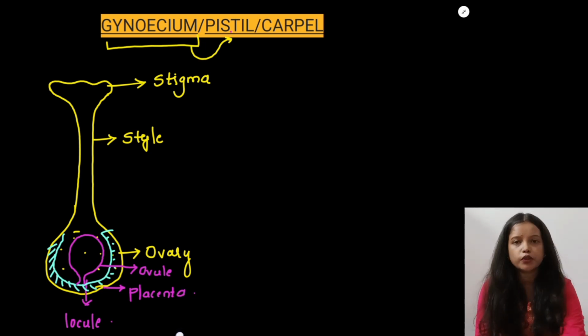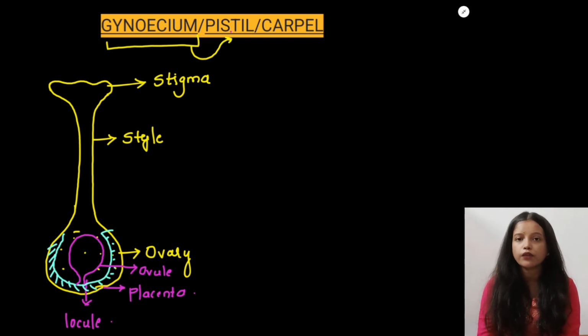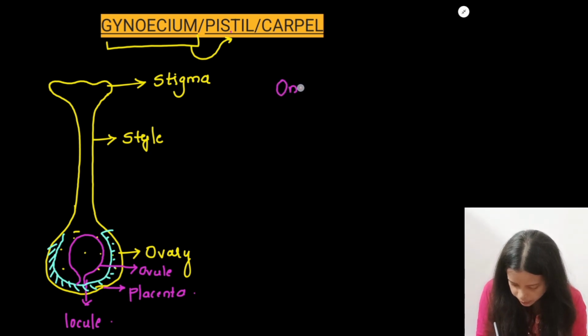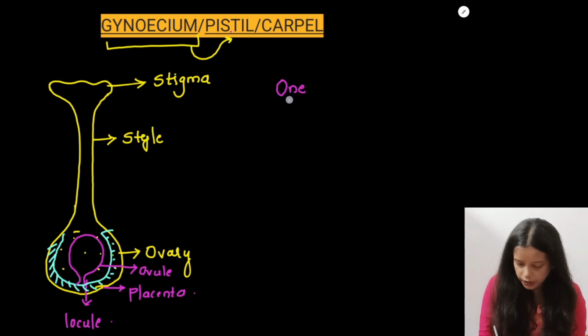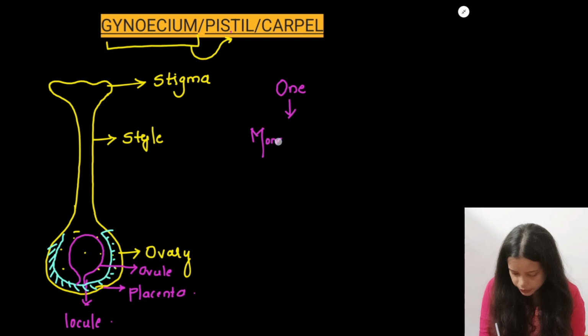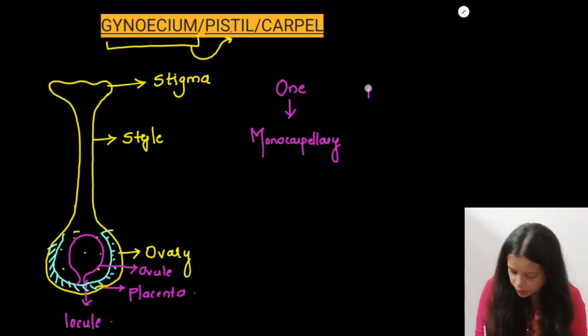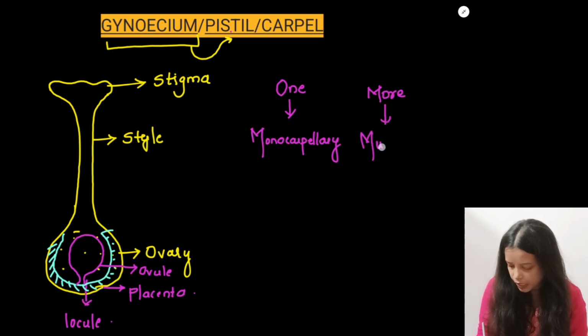Okay, so there are two chances. Sometimes gynoecium consists of only one pistil or only one carpel. If gynoecium has one carpel, then it is known as monocarpellary. Then sometimes the gynoecium has more than one carpel, more carpels. In that case, it is known as multicarpellary.